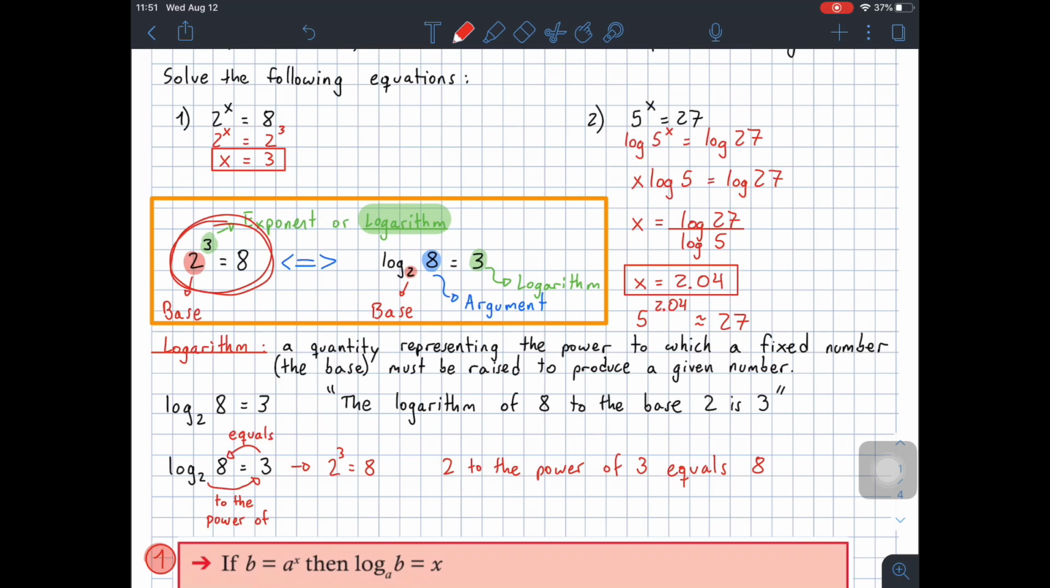Whenever we have exponents, we know that the 2, for example, here is a base. The 3 is called exponent or also logarithm. We're going to see in a second why. And this is a result, right? So this is shown in exponent form.